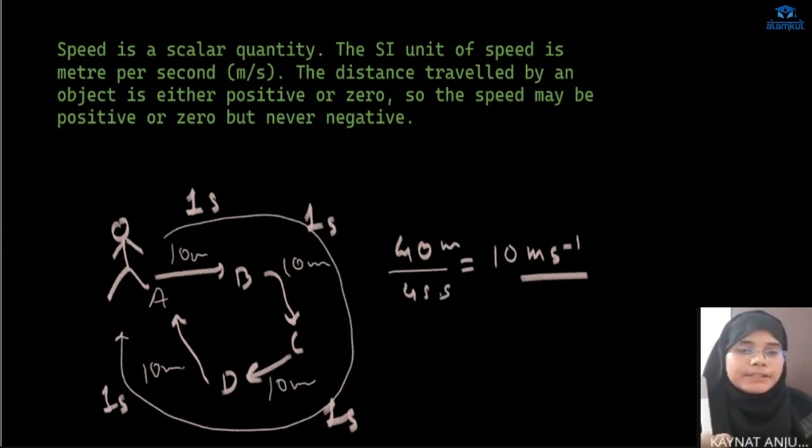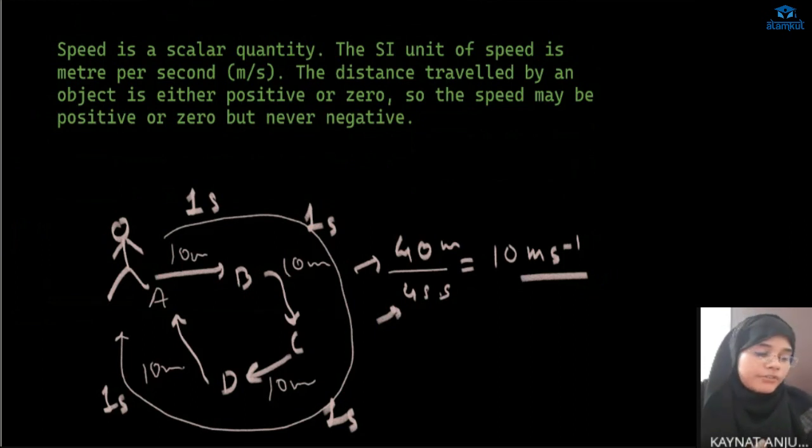So the unit will be in meter per second. Fine. Distance will be in meter. The unit of distance will be in meter. The unit of time will be in second. So the unit of velocity, speed will be in meter per second.